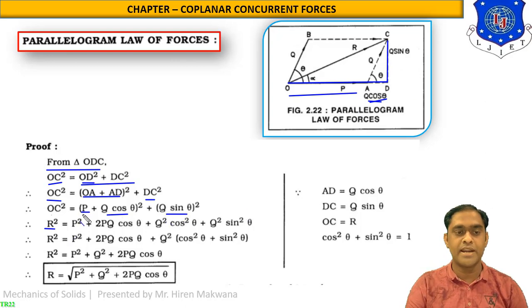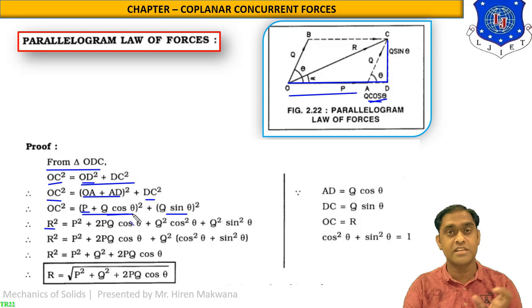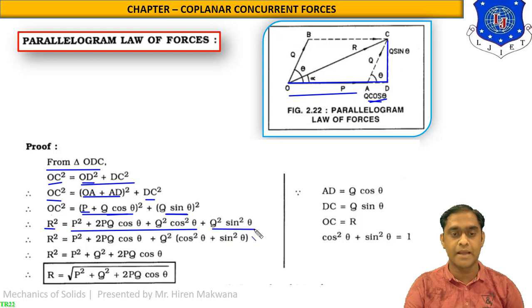So now expanding this bracket with the help of formula (A plus B) whole square. What is (A plus B) whole square? I have told you in introduction lecture, (A plus B) whole square means A square plus 2AB plus B square. So here it is P square plus 2PQ cos theta plus Q square cos square theta. It is the expansion like A square plus 2AB plus B square. And this bracket square will be like this, Q square sin square theta. Okay. So now R square is equal to P square as it is, 2PQ cos theta as it is.